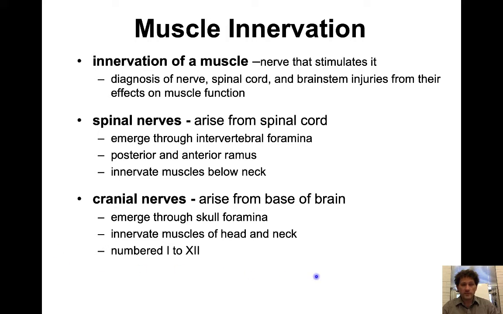Now we have cranial nerves. Cranial nerves come from the base of the brain, and since you just started the brain lab last week, these cranial nerves pop out through those foramina that you learned about in lab, and they innervate muscles of the head and the neck. If you remember, they're numbered 1 through 12. So where spinal nerves go to muscles below the neck, cranial nerves go to the muscles of the head and the neck.